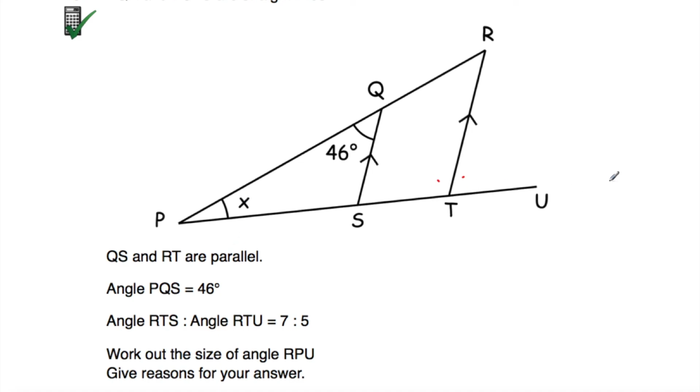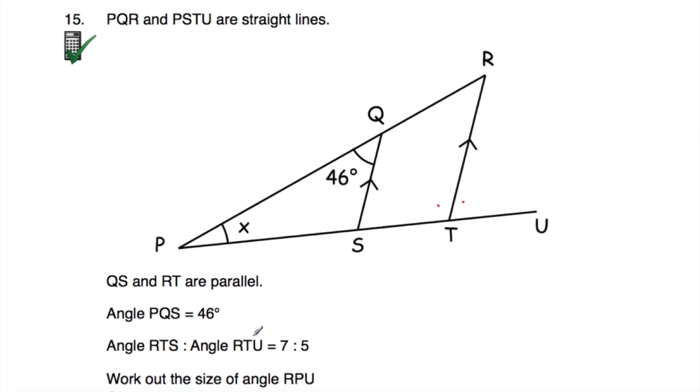Okay, so the first thing I'm going to do is look at this ratio, and I'm going to use this ratio to work out the size of angle RTS and angle RTU. So I'm going to find the size of these two angles, because we know that then the ratio is 7 to 5. So if then the ratio is 7 to 5, if we do 7 plus 5, that's equal to 12.